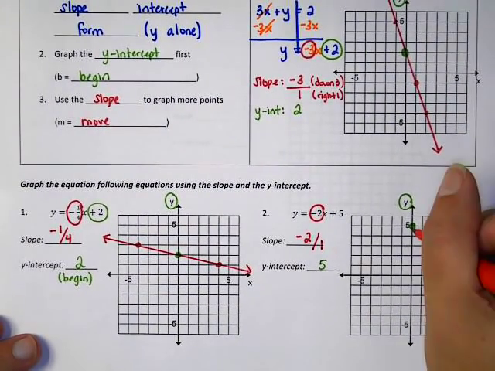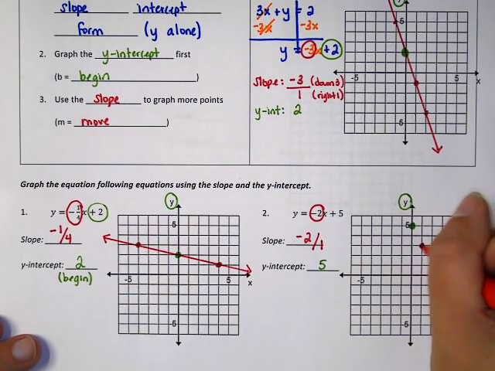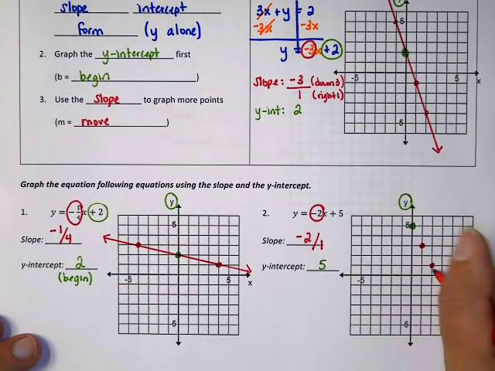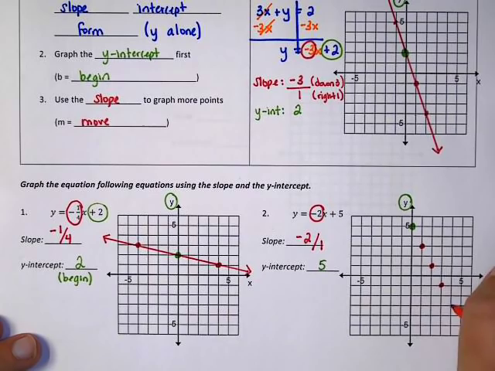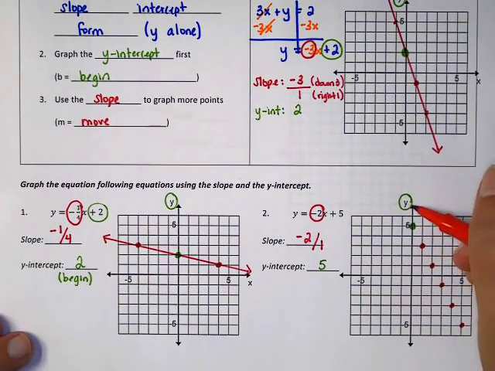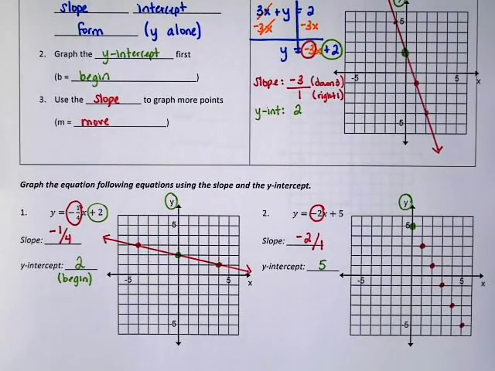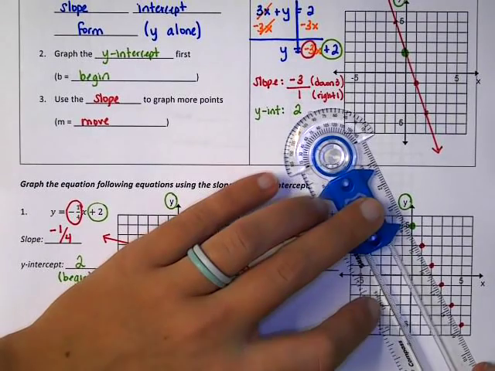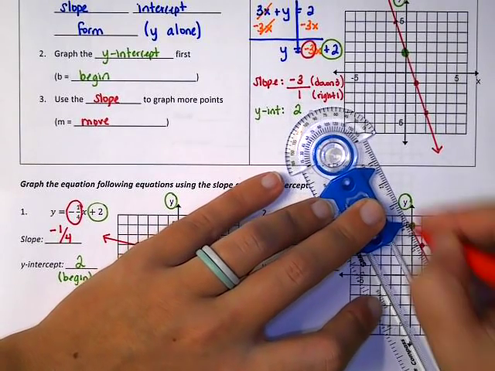So from this green dot, I'm going to go down 2, right 1, down 2, right 1, and so on until I run out of room. I could try to go backwards. I could go up 2, left 1, but you can see that I'm off the graph. So I'm good with just graphing what fits. Next, I'm going to take my straight edge and connect the dots in a nice straight line.